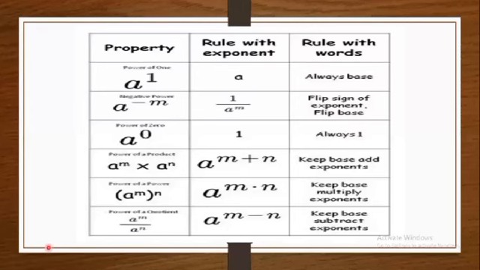First of all, let's make a revision of some rules. You have a to the power 1 is equal to a. Any number raised to the power 1 is equal to itself.